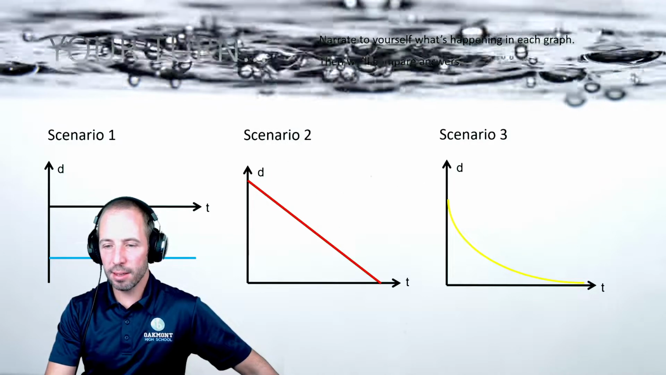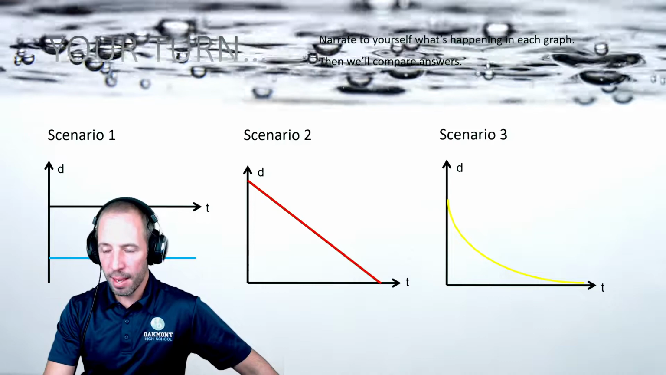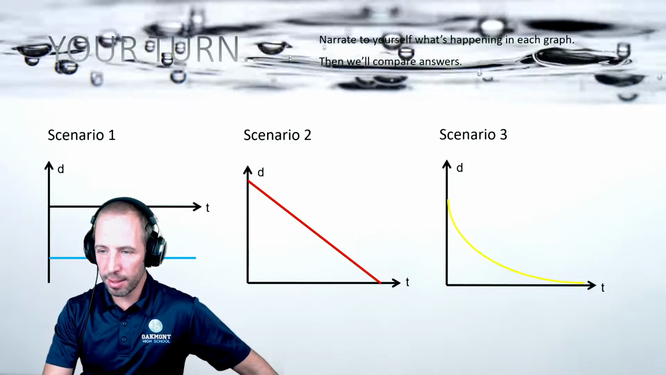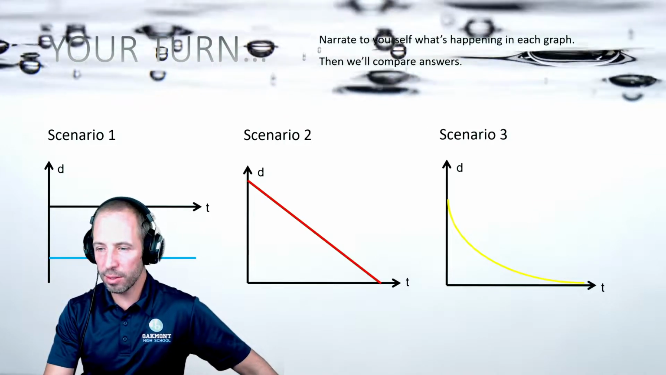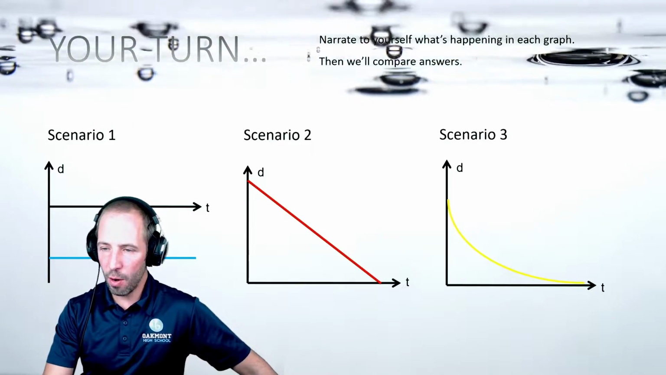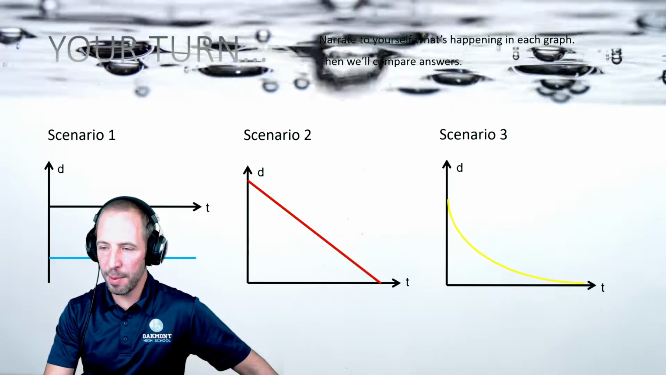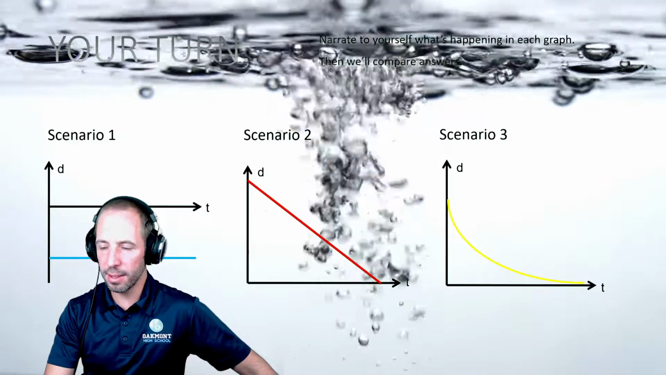So I would say this thing has started out far away from me and is coming back towards me. How is it doing that? At a steady rate. We're seeing just a continuous downhill slope. And so that's telling me over time, it's changing distance by the same amount. We're moving at a constant velocity.